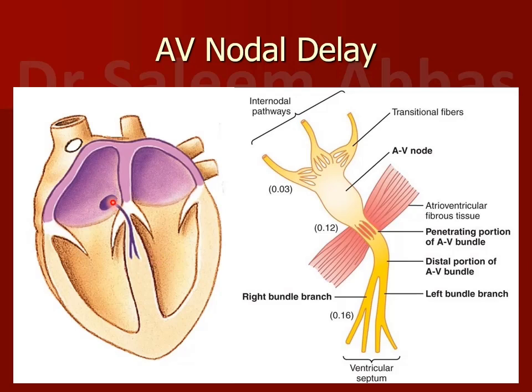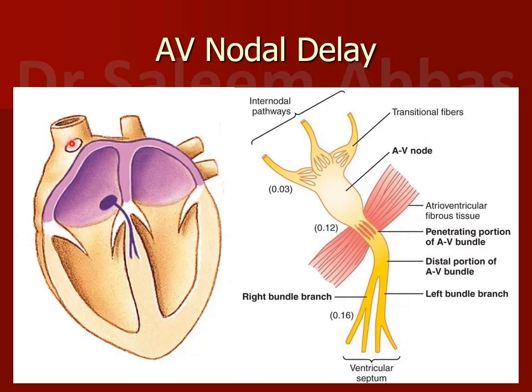Now look at this AV node, and then this is the bundle of His. This portion of the heart, the specialized excitatory and conductive system, has been zoomed out. This is the enlarged view. As you can see, this is the AV node, and these are the three internodal pathways leading to the AV node. From the AV node comes the bundle of His, or AV bundle, up to this point, and then it divides into right and left bundle branches.